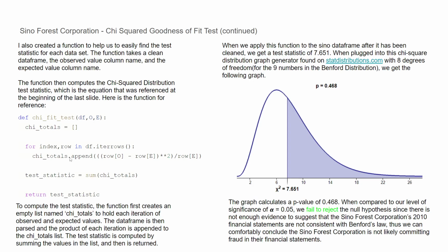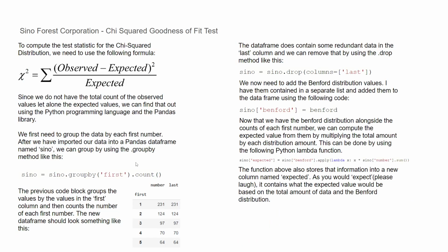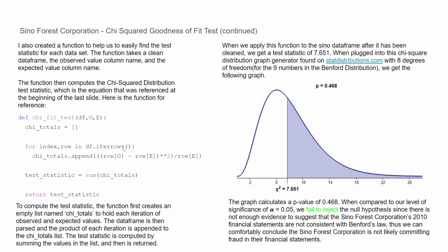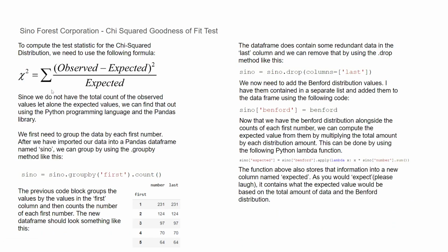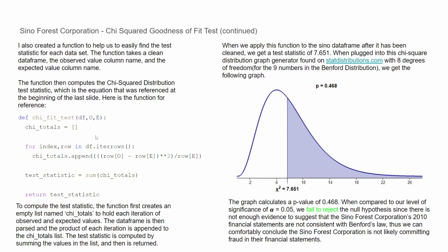And then we iterate through each row, calculating that total. So like this equation right here, we're going to get the observed value minus the expected value squared divided by the expected value. And once we've iterated through every single row and calculated that value, we're going to sum all of the totals and create our test statistic. So summation of these calculated values, and then of course returning that test statistic.